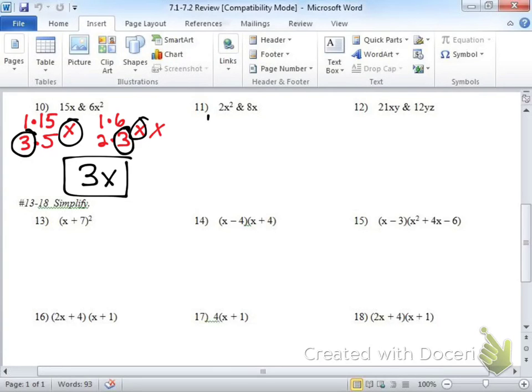Alright. 2 is a prime number, so its only factors are 1 and 2. And then we have 2 X's. For 8, we have 1 and 8, and 2 and 4. And then we have a single X. Go ahead and circle what they have in common. 2 is the largest number in each. X and X, so 2X.